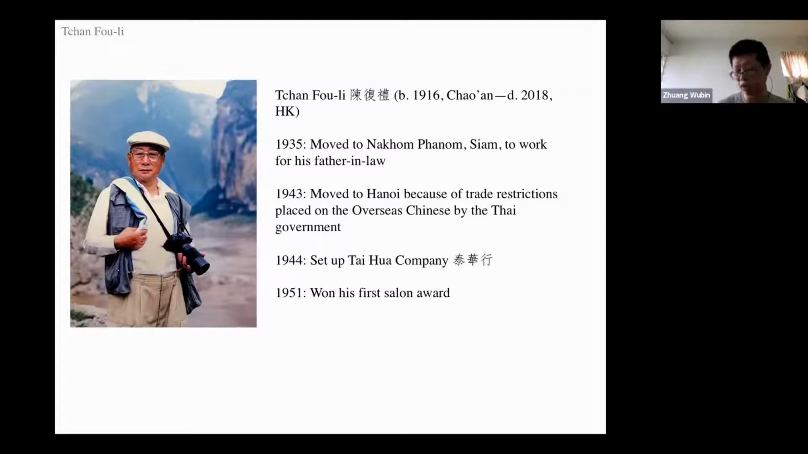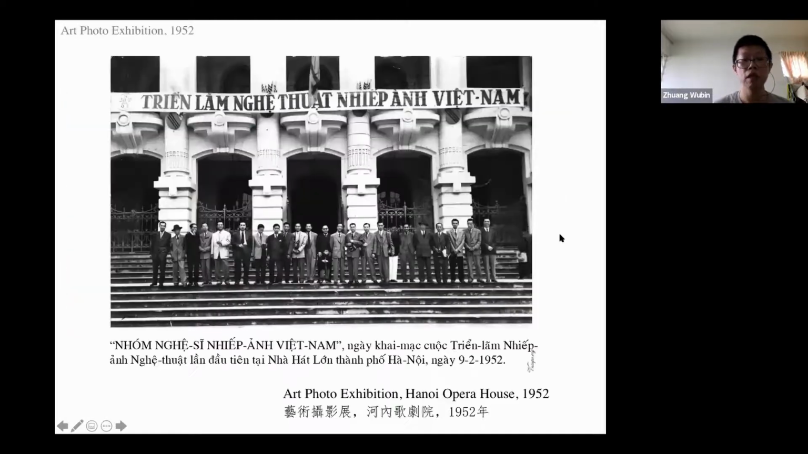In 1951, he won his first salon awards. But actually, he was also very closely connected to the first series of art photo exhibitions in Vietnam. In 1952, 1953, and 1954, centered primarily in Hanoi, there was a series of three annual art photography exhibitions. It was ostensibly the first attempt by photographers across the Indochina colony, incorporating also photographers from Cambodia, to organize an exhibition and exhibit their works.